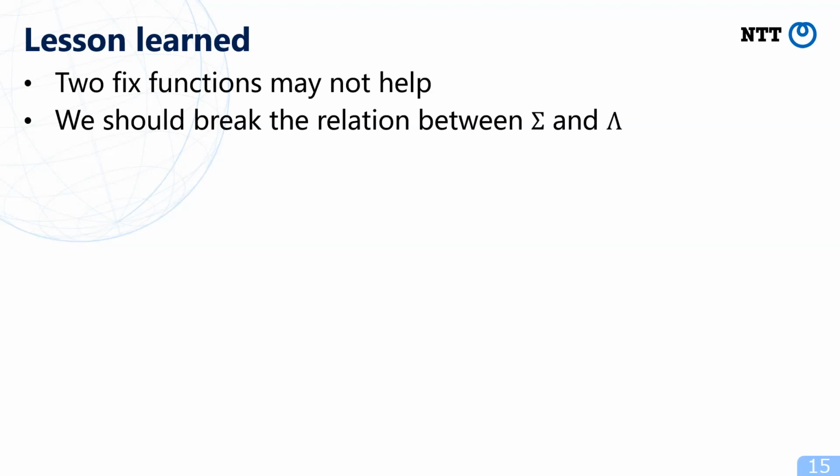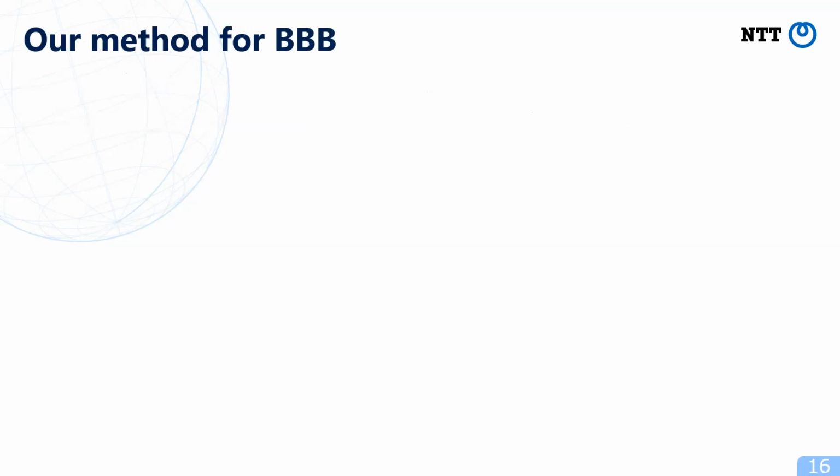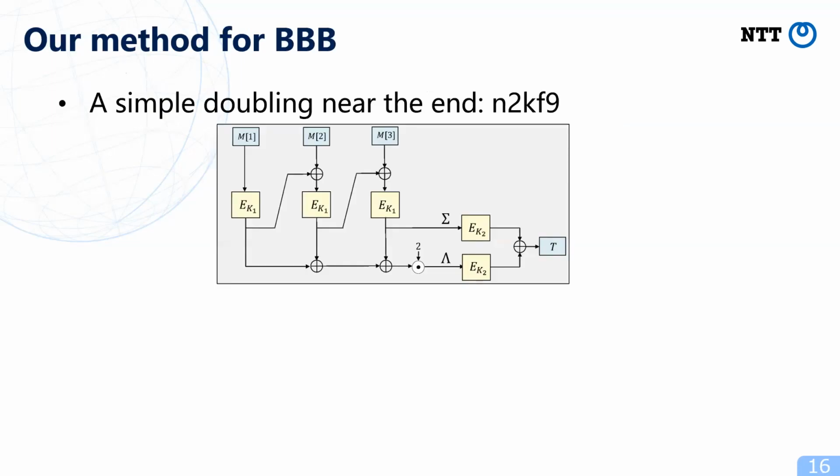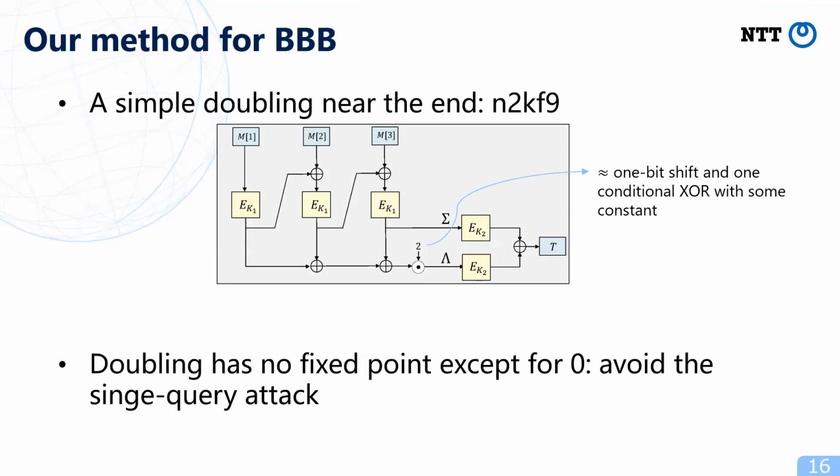How did we achieve 3KF9? Our solution is this, and I think it's pretty neat. It's with everything that can go wrong. We realized that a single doubling at the end was solving everything, and a single doubling, in any Galois field you can come up with, is simply a 1-bit shift and a conditional XOR. So it's very light, and it seems to solve everything.